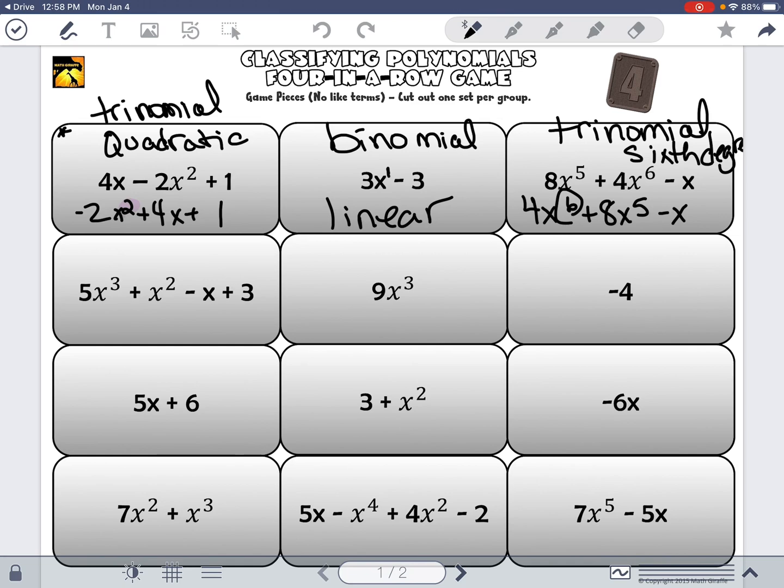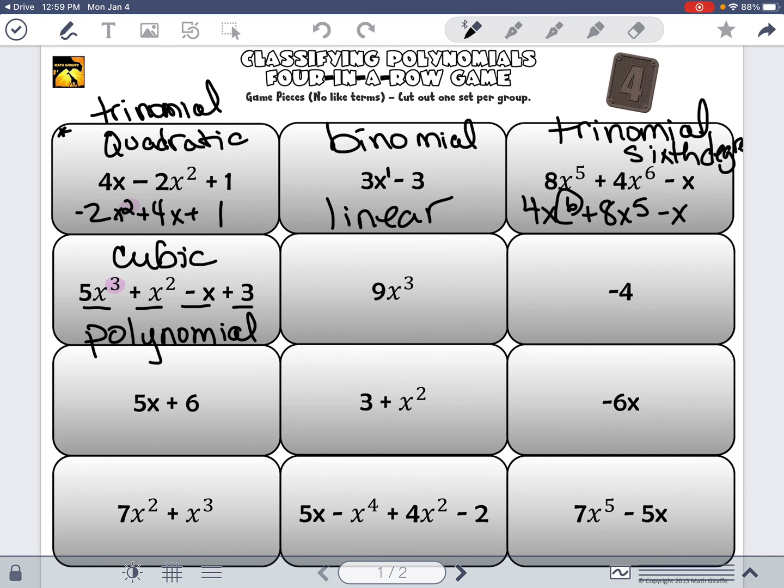Okay, so the next one, moving from left to right. This is written in standard form. The highest degree of exponent is 3. So that one is called cubic, and it's got 4 terms. Here's 1 term, here's a 2nd, here's a 3rd, here's a 4th. So it's called a polynomial because of more than 3. And it's to the 3rd degree is the highest, so it's cubic.